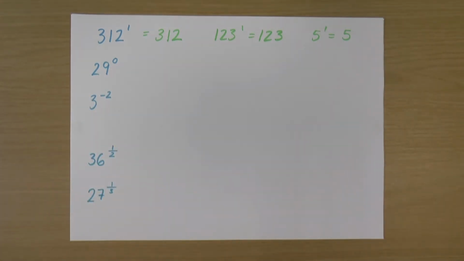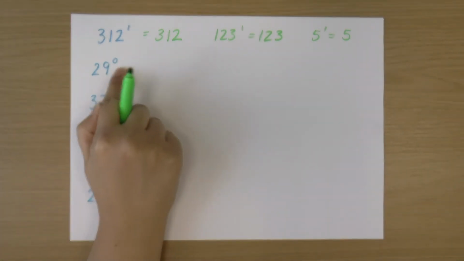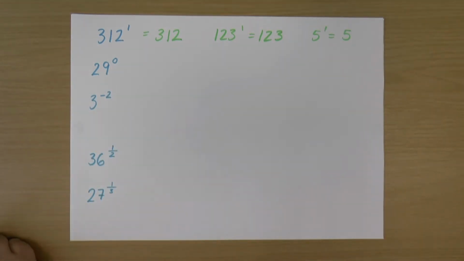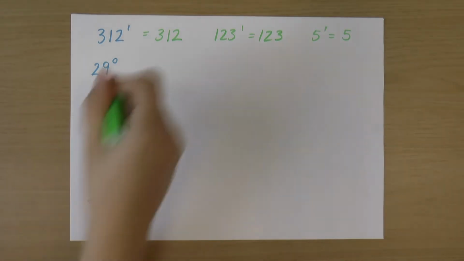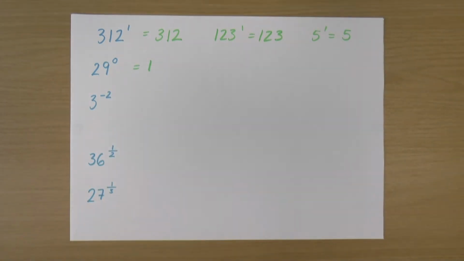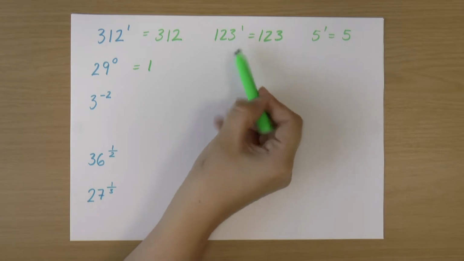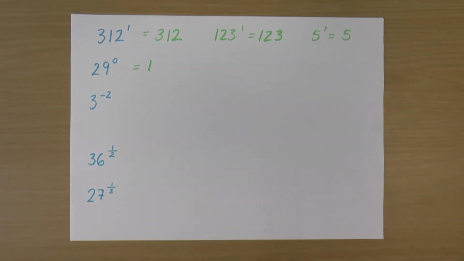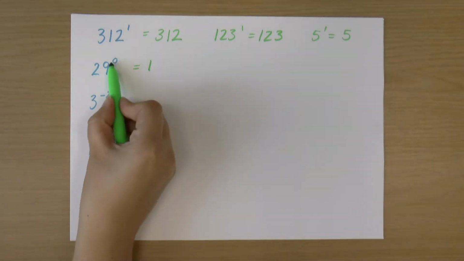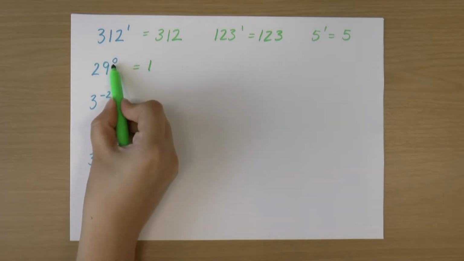Our next one down is not a degrees sign, it's a number to the power of 0. So 29 to the power of 0. Anything to the power of 0 is just 1. So 29 to the 0 is 1. 123 to the 0 would just be 1. 5 to the 0 would just be 1. So anything to the power of 0 is 1. Make sure that you're spotting that's a 0 and not a degrees sign.